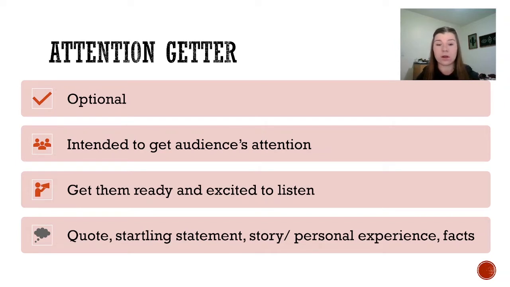It could be a startling statement that really will have them questioning, what did that mean? What are you trying to portray with that statement? Your attention getter can also be a story or personal experience. So if you are talking about your summer holiday, you can easily start off with a simple statement about how your summer began and why you think that this was the best summer ever, just to really lock in that audience's attention.